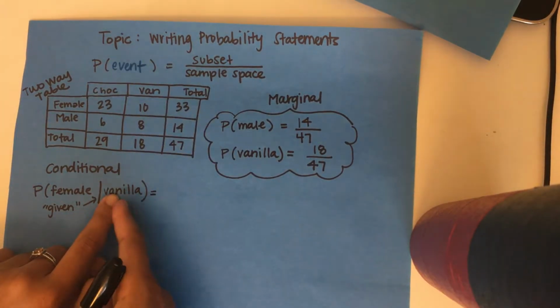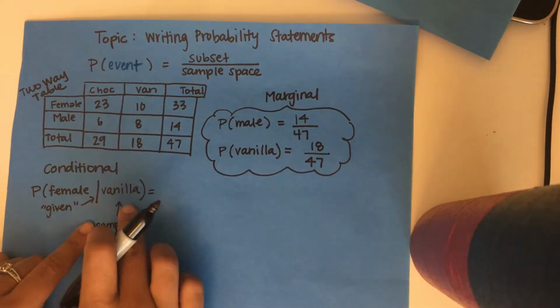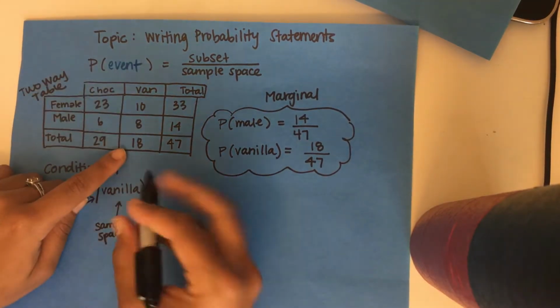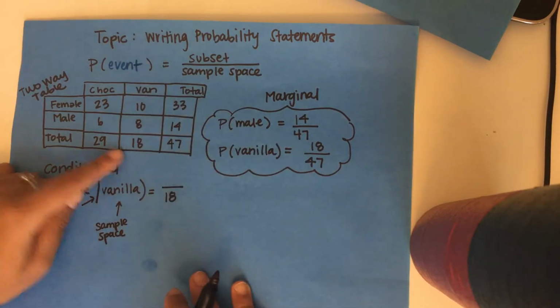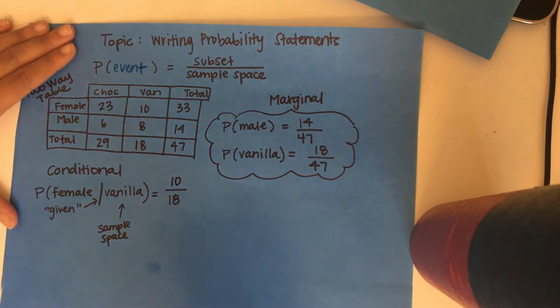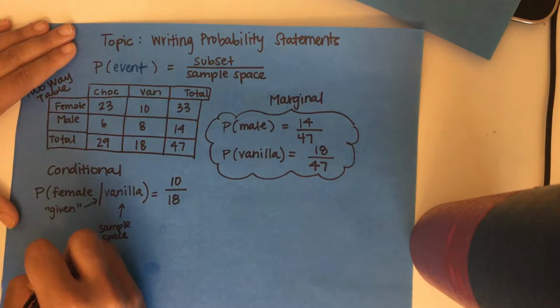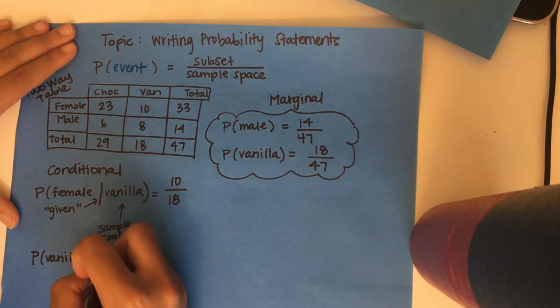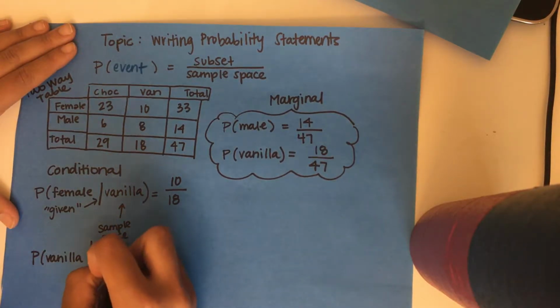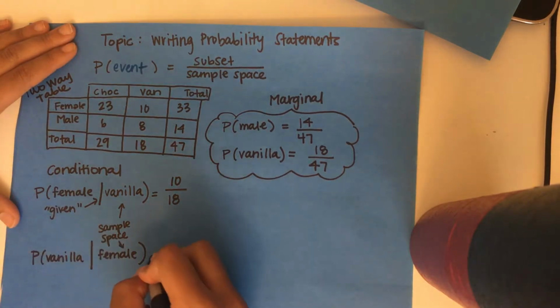So vanilla becomes our new sample space. We're looking out of all the people who like vanilla, and we know that there's 18 of them. How many of them are female? Well, 10. Another example of a conditional probability statement could be, what is the probability that someone likes vanilla given they're female? Again, this female is our sample space. It is out of all the people who are female, which of them like vanilla?